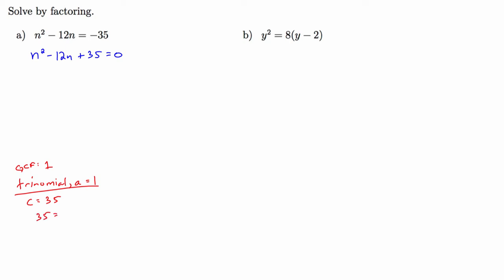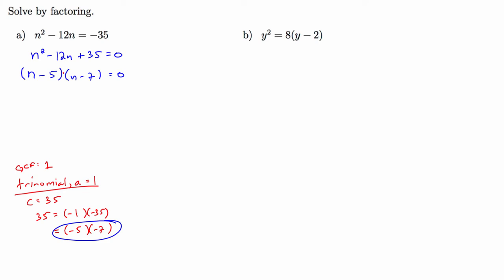Since c is equal to 35, we need two numbers that multiply to make 35 and add to make negative 12. Since 35 is positive, the numbers will have the same sign. Since 12 is negative, they will both be negative numbers. So negative 1 times negative 35 is positive 35, but that does not add up to make negative 12. On the other hand, negative 5 times negative 7 multiplies to make positive 35 and adds to make negative 12. So we can factor our n squared minus 12n plus 35 as n minus 5 times n minus 7.